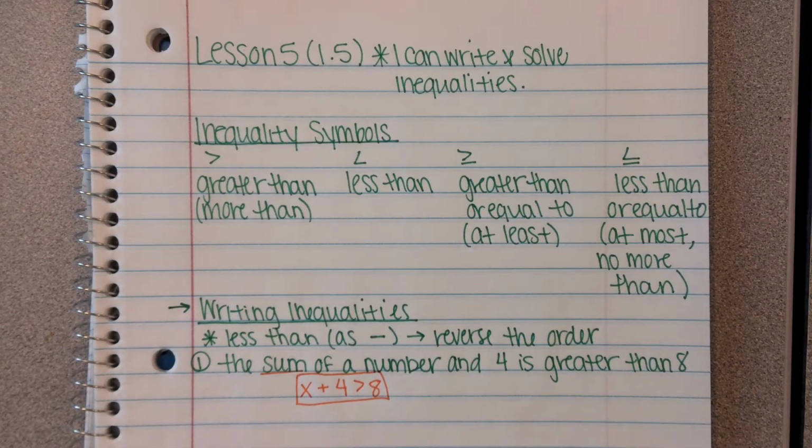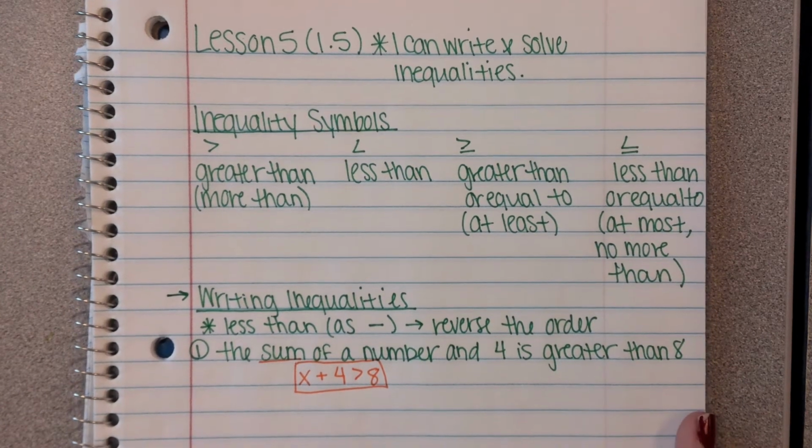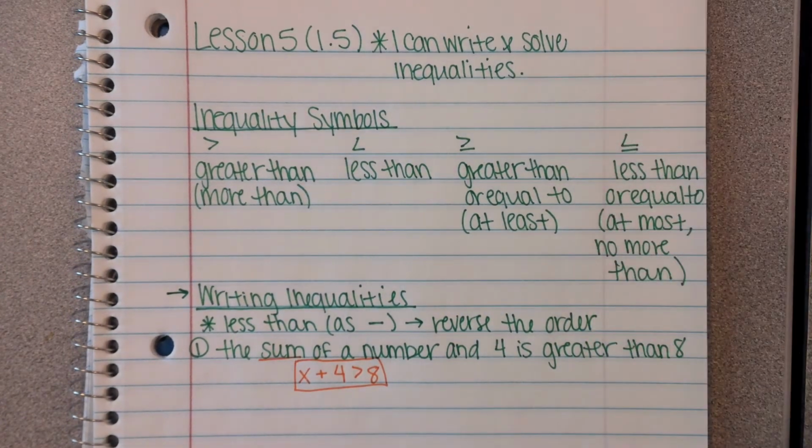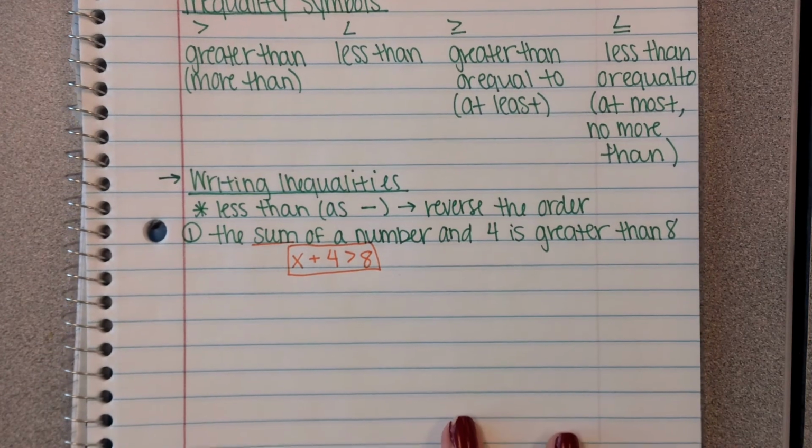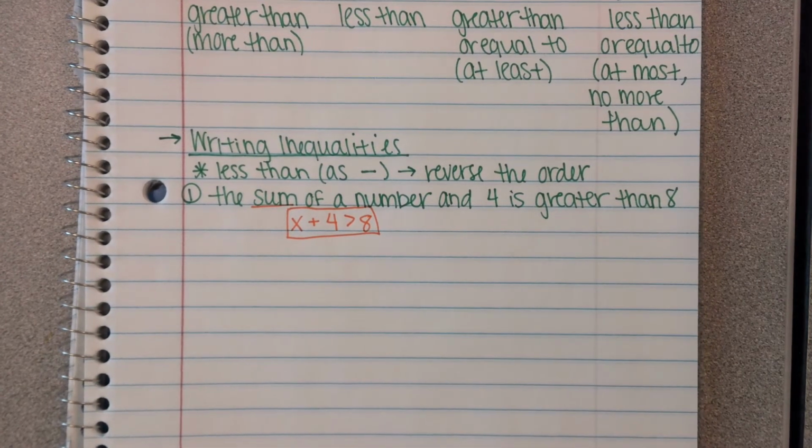Now you could rearrange that. You could have 4 plus x is greater than 8. You could even turn the whole thing around if you wanted to, but this is probably the easiest. I'm going to give you a couple more examples that I want you to try on your own, and then we'll check them together.